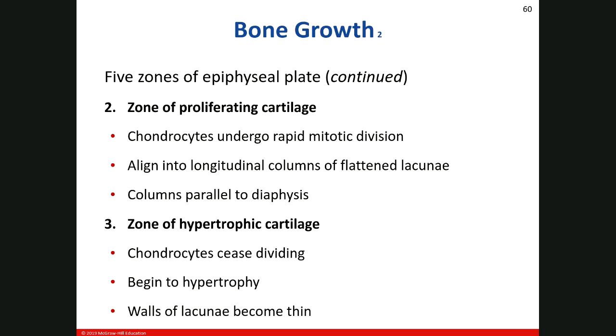The second zone is, again, look at the name, proliferating. So there's some activity going on here in this zone. The type of proliferation that goes on here is mitotic division. These cells are not just dividing, but they are rapidly dividing. This is happening at a high pace. And of course, it's going to happen parallel to the diaphysis. So we're creating these rows or columns of chondrocytes, like stacked coins, and because they're stacking on top of one another, that's what's going to help us to elongate this zone and elongate the actual epiphyseal growth plate. So keep in mind that this orientation is going to be parallel to the diaphysis.